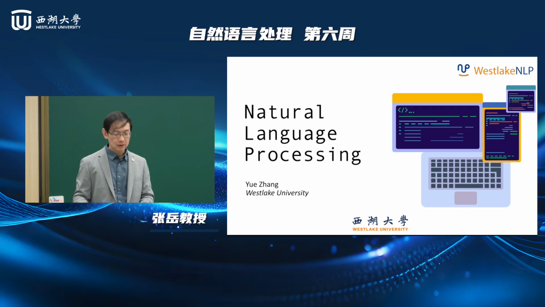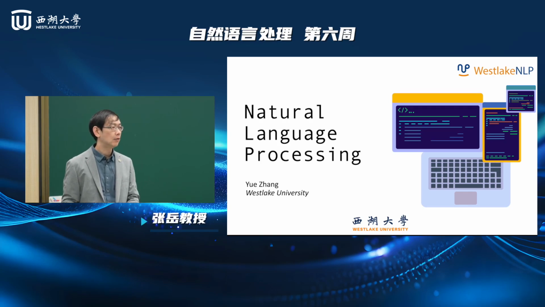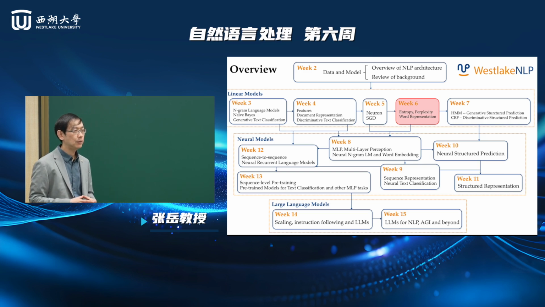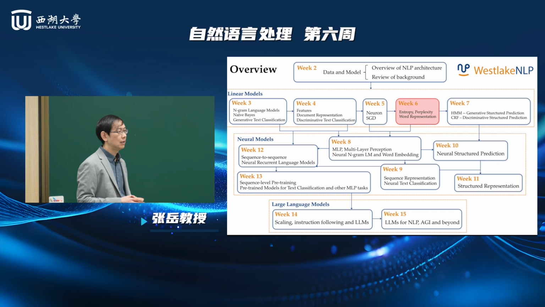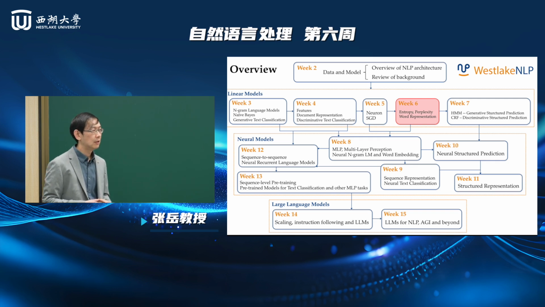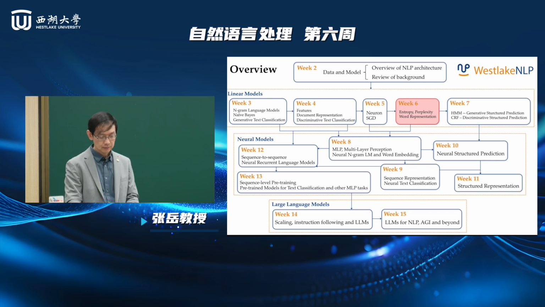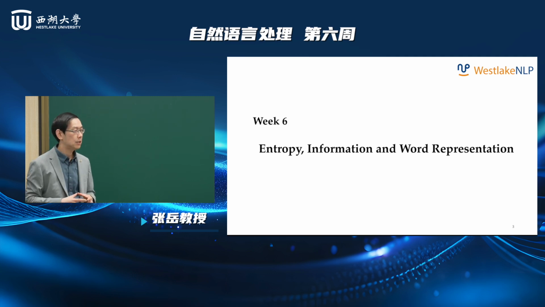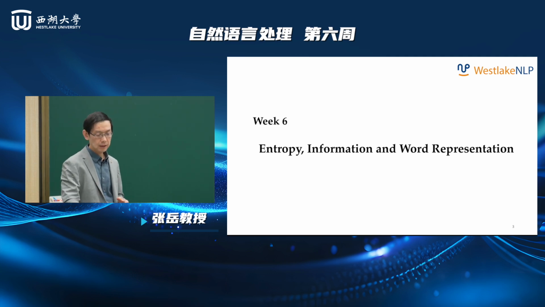This week, we are going to move on from classification models to a little bit of information theory. So we will discuss information, entropy, perplexity, mutual information, and word representation. So the topic is information entropy and word representation.